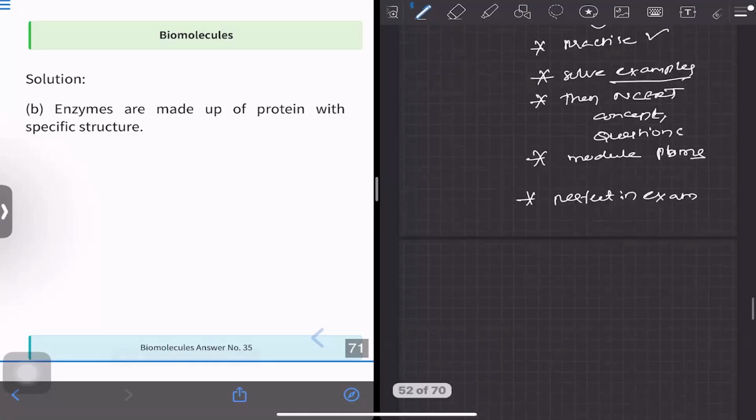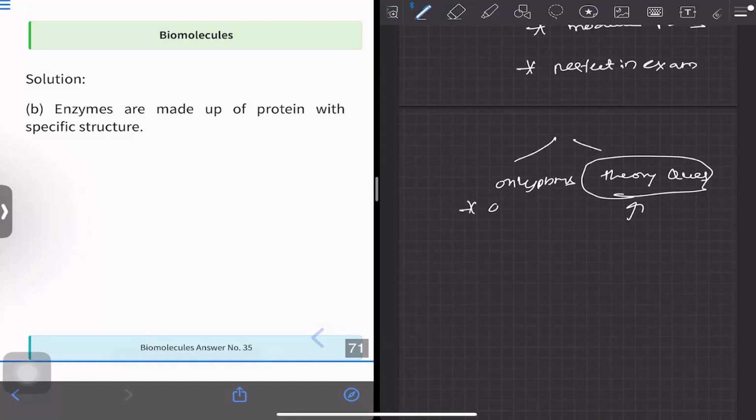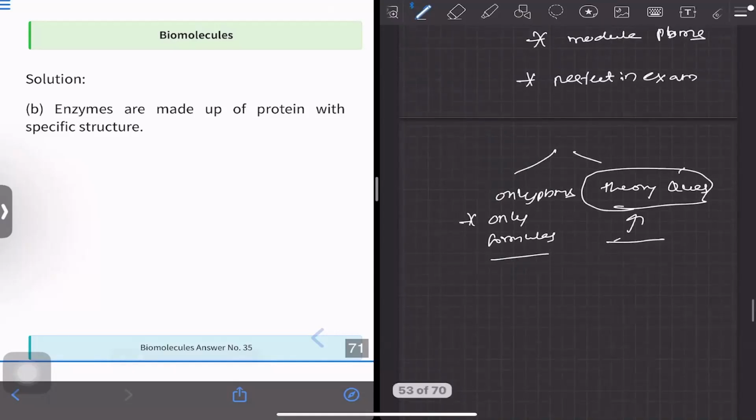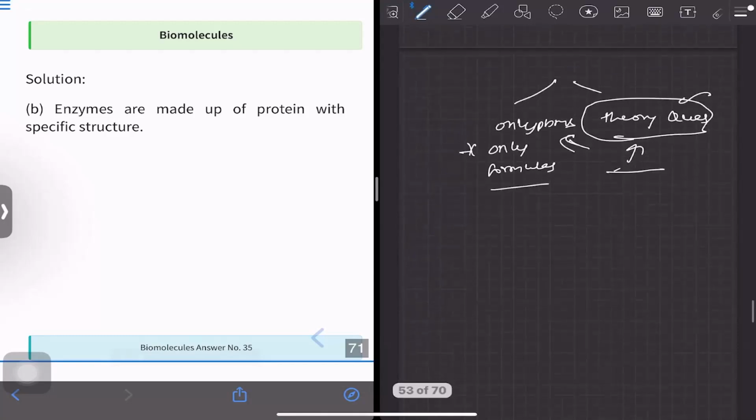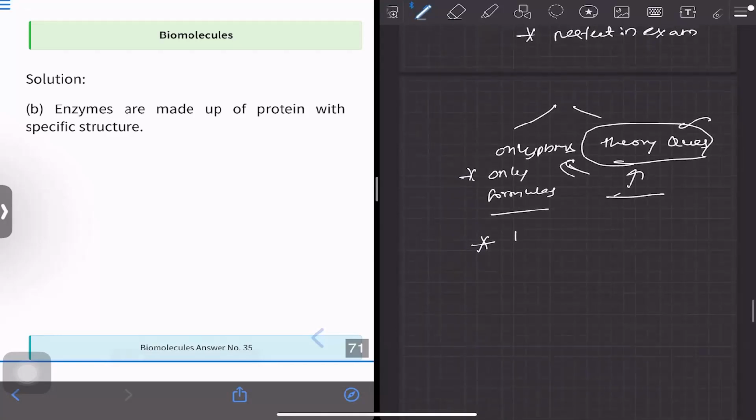In physics, everyone thinks of only problems, but it also has some theory questions, which are difficult to solve if you are remembering only formulas. Please just understand the concept, then you can solve theory questions. Then you can also solve the problems by applying easy formulas. So this is the method by which you have to study physics.